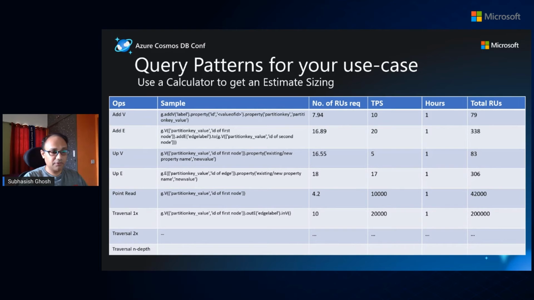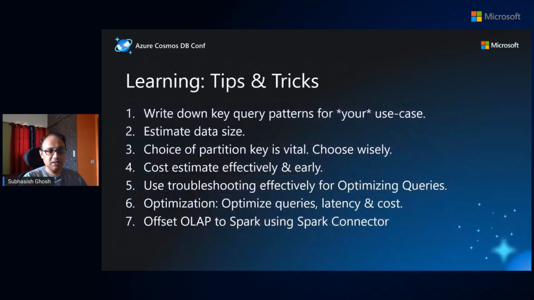And that's also one of the tips or design decisions, on the last slide I have, which was some of the key learnings that we optimized for and picked up as we built the use case. That is, we wrote down the key query patterns. We effectively estimated data size. We chose the partition key effectively. We did a couple of pilots. We estimated effectively and early, very important, and then eventually optimized for query latency and cost.